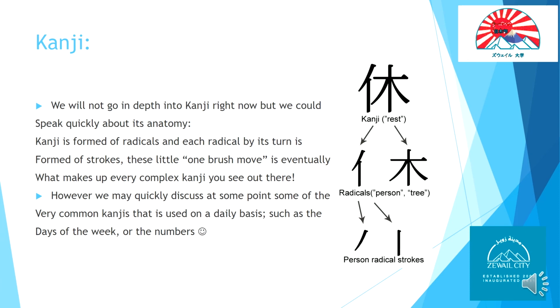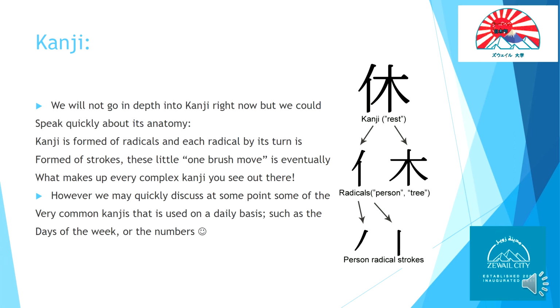As I said, we'll not go deep into kanji right now, but we could quickly discuss its anatomy and its general idea. Kanji is formed of radicals, and each radical in turn is formed of strokes. Those are radicals from the original kanji, and then each radical is formed of strokes. There you can have a radical for a person, a radical for a tree. The radical for a person has 2 strokes. This is the first stroke like that, this is the second stroke like that. A stroke is what's called one brush move.